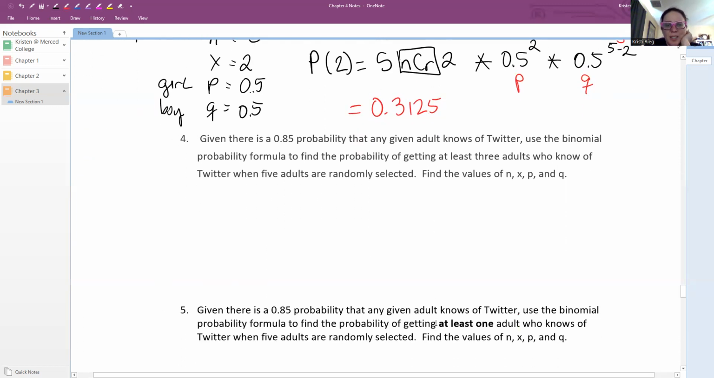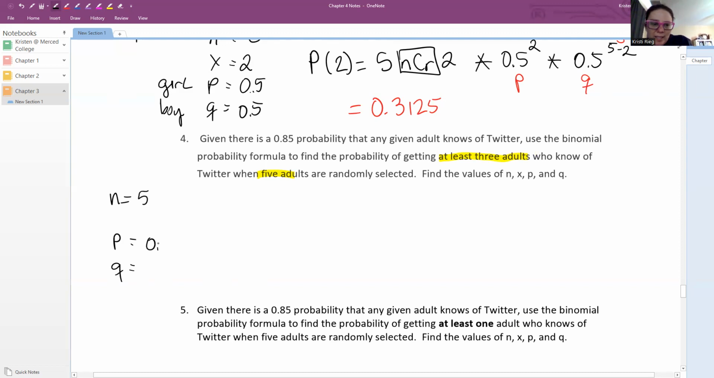Okay, so now we know when it's just straight up 3 people, 2 people, whatever, how to do the problem. This next problem says, find the probability. Oh, so this is talking about the Twitter thing, the 0.85 again. Find the probability of getting at least 3 adults when 5 are randomly selected. Okay, so what we have here, we can still do our N and our P and our Q because there's 5 adults total.